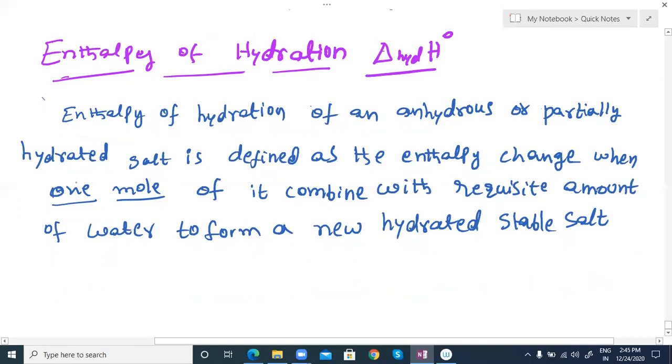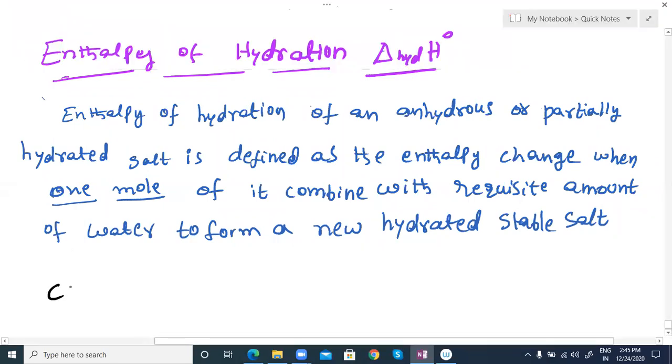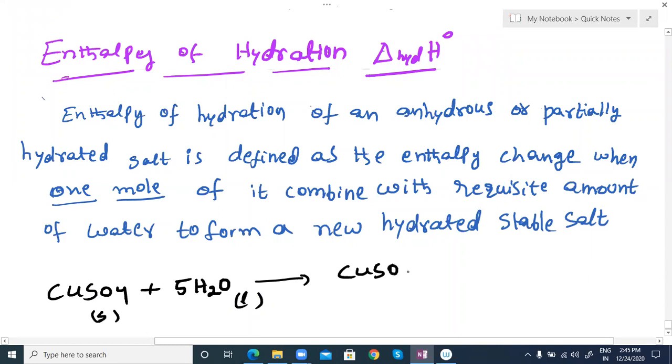So I'm going to give everything clearly, with an example, sir. CuSO4, that is solid state, when reacting with 5H2O. Even in 10th standard you have this question: the colorless salt becomes blue when it reacts with water. In the chapter on acids, bases and salts, the same question comes. CuSO4 dot 5H2O solid.